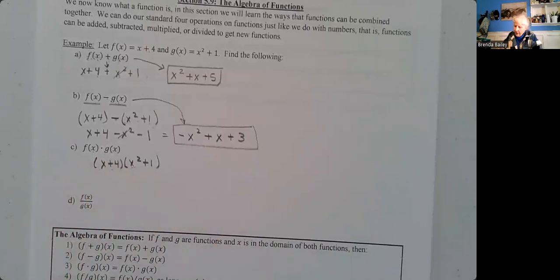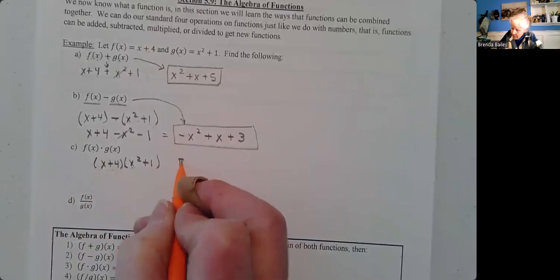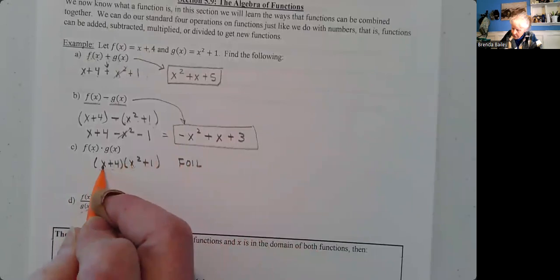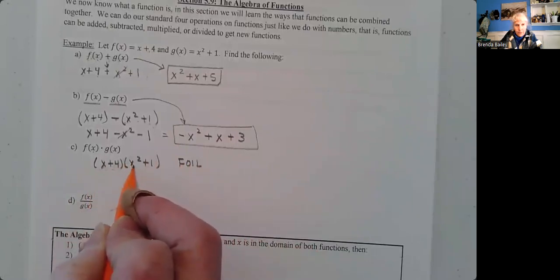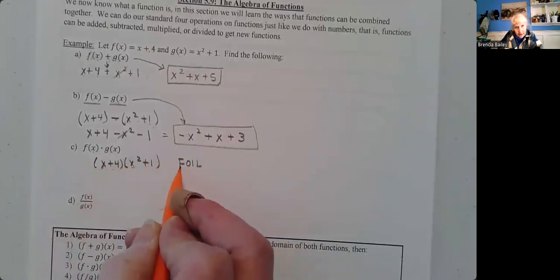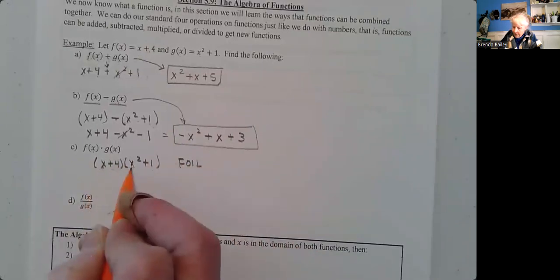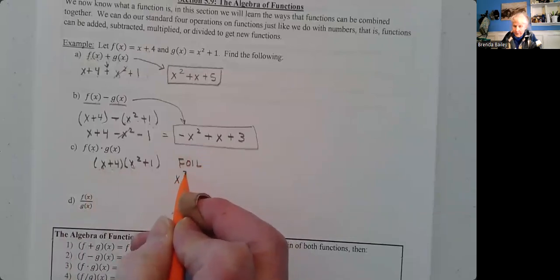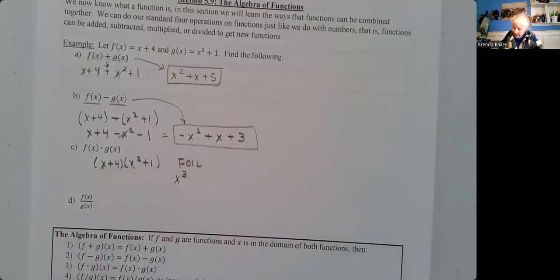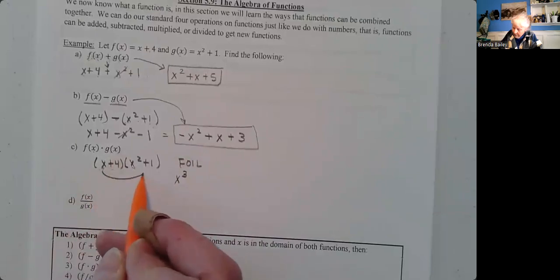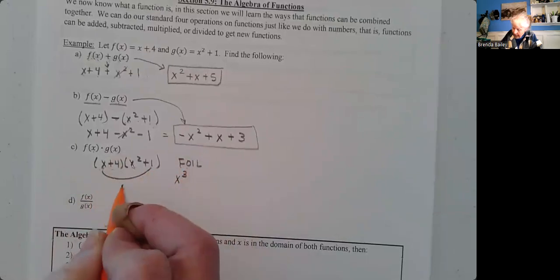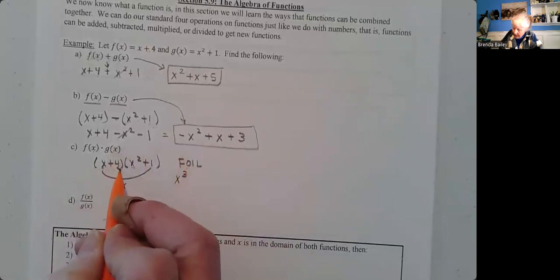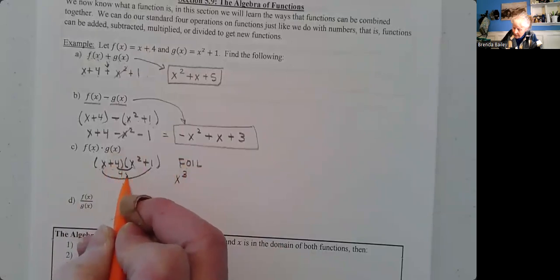I want to use the FOIL method here real quick, because we will be using the FOIL method in the next chapter. So we take the first term times the first term in each parentheses. That's what the F stands for. The first term times the first term. Adding exponents, we get x cubed for our first term. Then we do the outside. That's the O. That gives us x. And then we do the I, which is the inside. That gives us 4x squared.